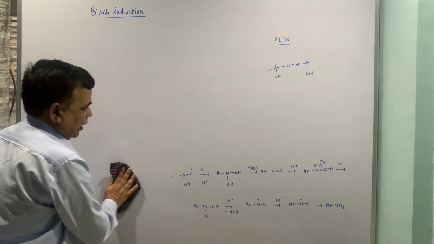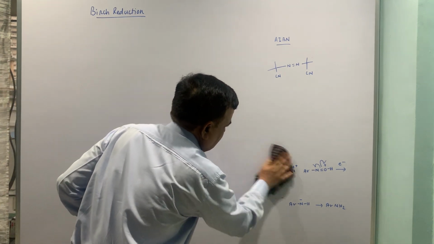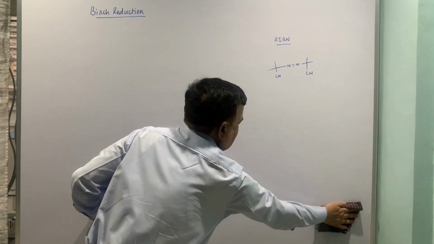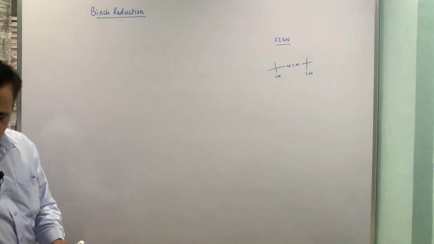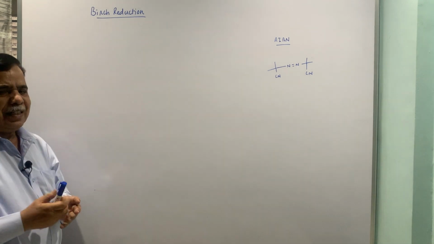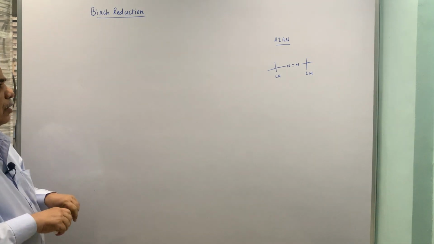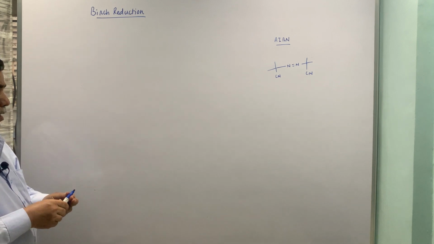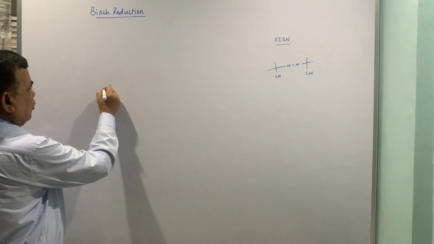Now, we will put some examples, not like this ArNO2. Let me put few examples wherein you can use tin HCl. I will tell for few other reagents also which are equivalent or which are more selective than this reagent. So, let me put few examples.